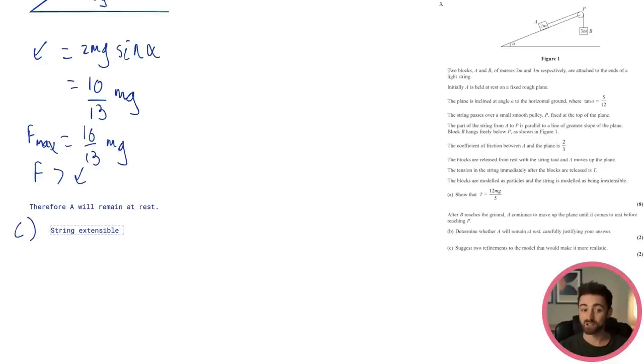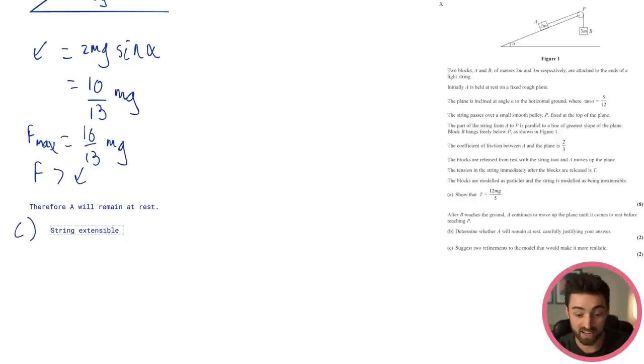In reality, are those blocks going to be particles? Well, no, they're blocks, aren't they? So they're going to have a distance in themselves. You might have an uneven weight distribution. You need to take into account the dimensions of these boxes. You might have different gravitational forces depending on how big they are, etc. So right there, you've got your answer.